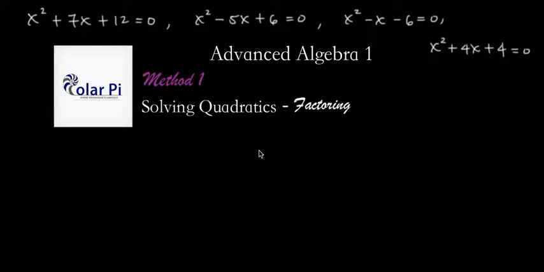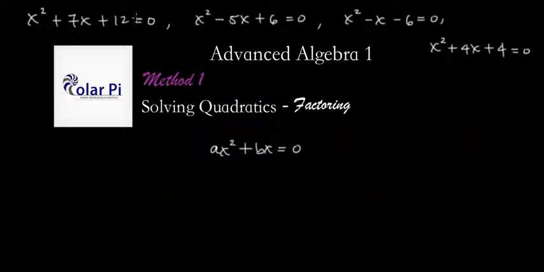In this video, I'm going to show you our first method for solving quadratics that have three terms. In example 0, we saw how to solve quadratics of the form ax squared plus bx equals 0, where the constant term or the last term is missing. So that's like if 12 wasn't there and 6 wasn't there here.